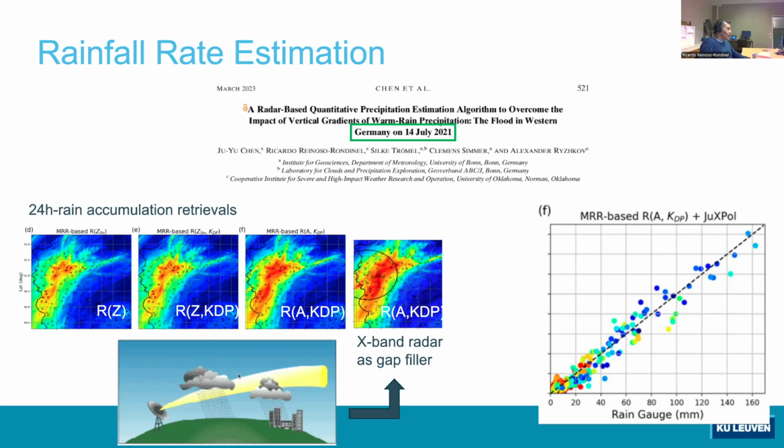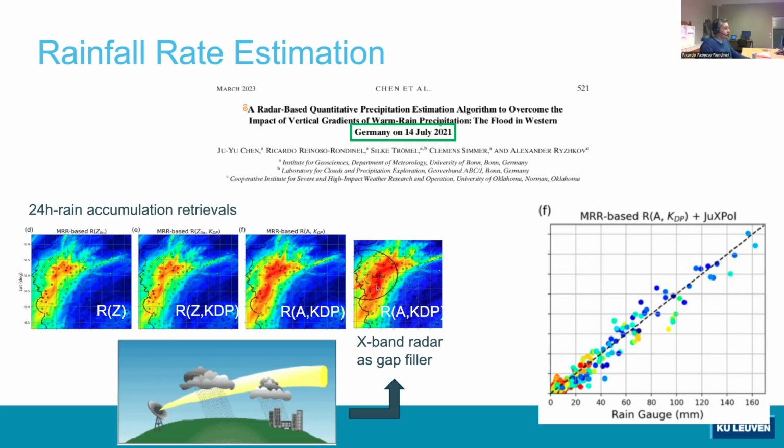However, radars cannot really scan precipitation very close to the surface. And as you move away from the radar, the vertical gap increases. Luckily, in the west part of Germany, we have a polarimetric X-band radar. And we also used the data from this radar in order to fill the gap.